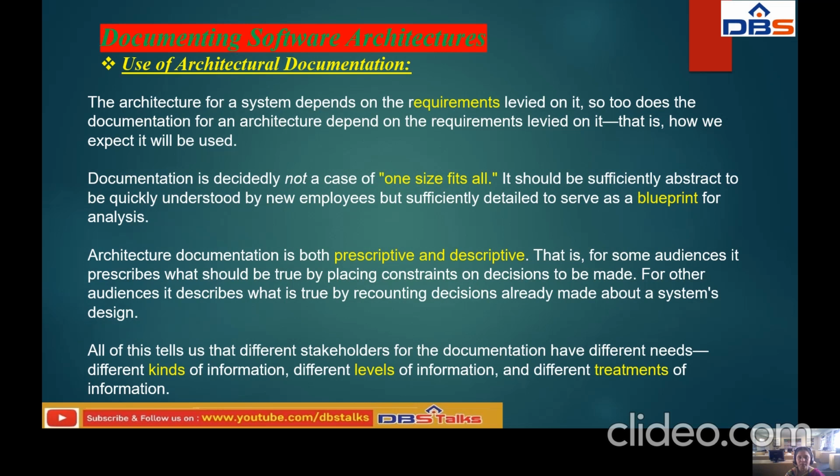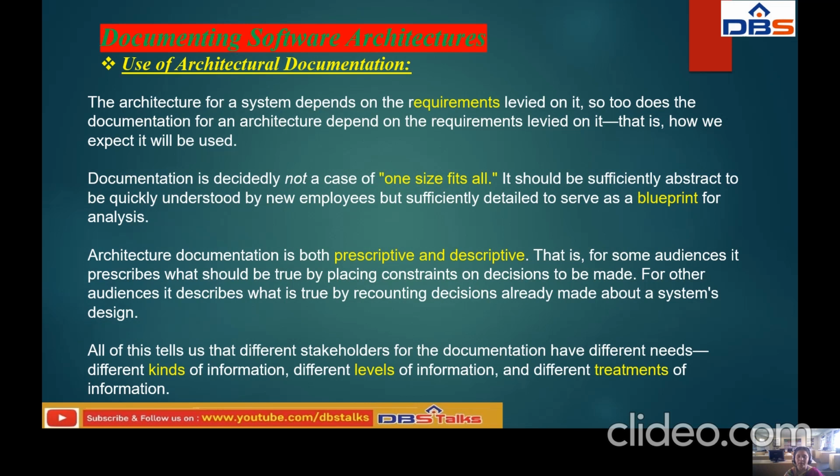So too does the documentation for an architecture depend on the requirements laid on it. While we are creating a documentation, we also create the documentation according to the requirements. Based on these requirements, how the architecture is created, how it's laid out, we need to prepare the documentation according to the requirements also. It is how we expect it will be used. So while creating an architecture with the help of these requirements, how we expect it will be used.